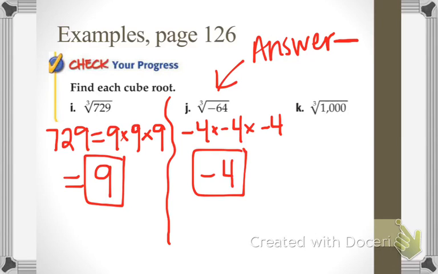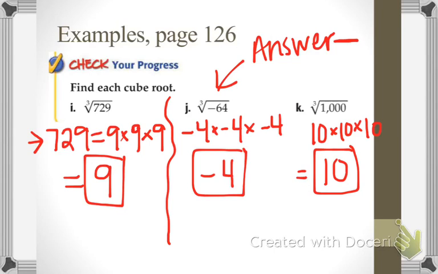Always. Okay, for K, last one, 1,000. What times itself 3 times gives us the number 1,000? You can try lots of numbers. I know it's got to be greater than 9 because over here I got 729. So 10. 10 times 10 times 10 gives me 1,000. So the cube root of 1,000 is 10. So the main thing to remember is these can be negative. Although with square roots we cannot have a negative inside the radical, with cube roots you can.